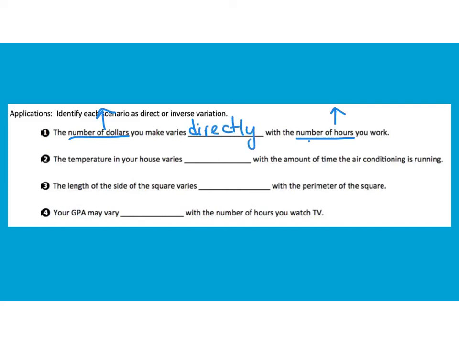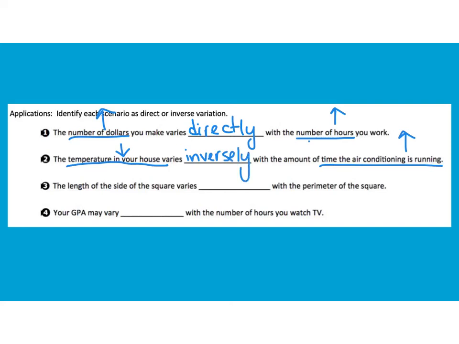The temperature in your house varies how with the amount of time the air conditioning is running? So time the air conditioning is running, if that increases, what happens to the temperature? Well, it's going to get colder, so it decreases. So this varies inversely since one goes up and the other goes down.